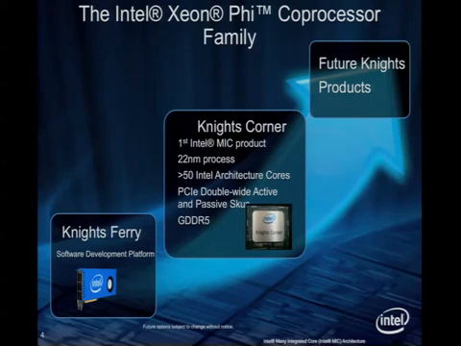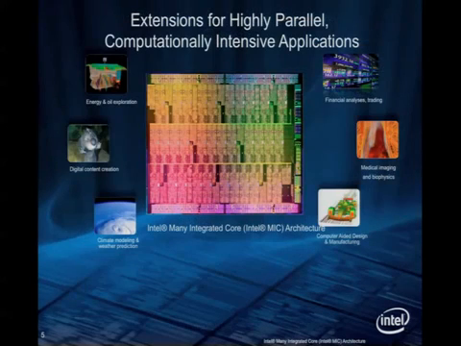So, just terminology. Knights Ferry, I already mentioned it. That was an early development platform. I can tell you that we had 2 SKUs of that, both active. See the active fan there. 30 and 32 cores is what we had. That's been well publicized. Knights Corner, again, is what the announcement was about. They are PCIe cards. They are double wide and use GDDR. And then future Knights is how we refer to what might happen next.